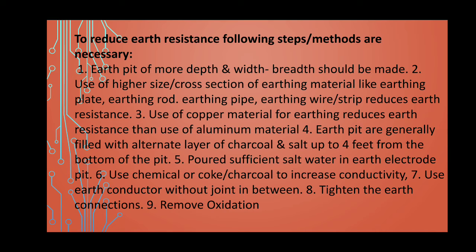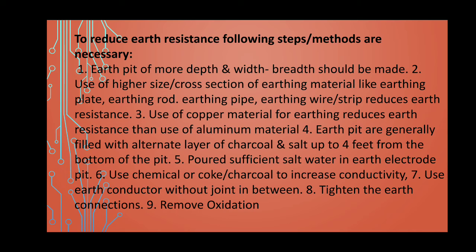The next step is the use of copper material for the earthing to reduce the earth resistance. Then use of aluminum material is also useful to reduce the earth resistance. So different types of materials are used for reducing the earth resistance, like aluminum material and copper material. So these are essential.